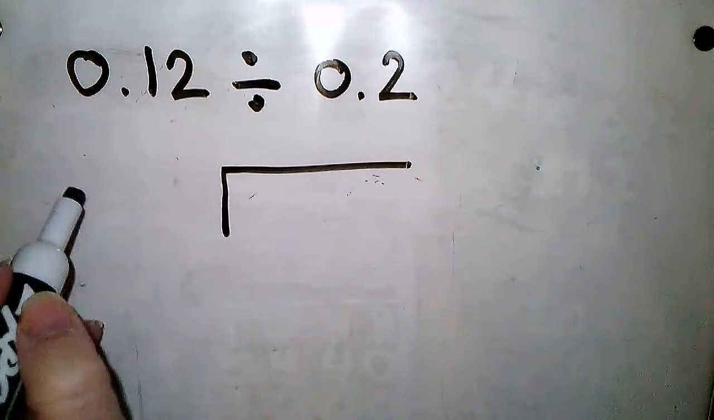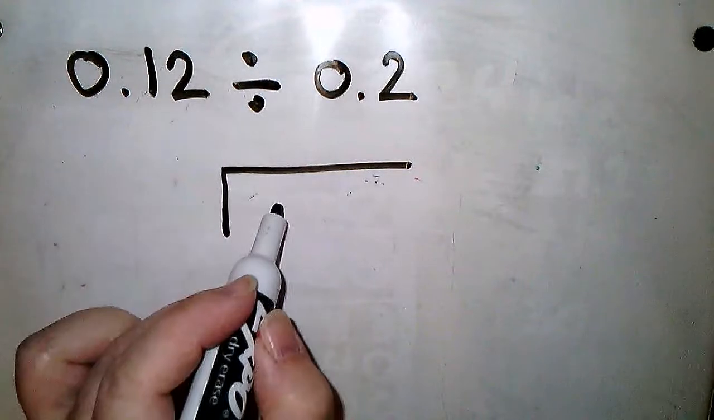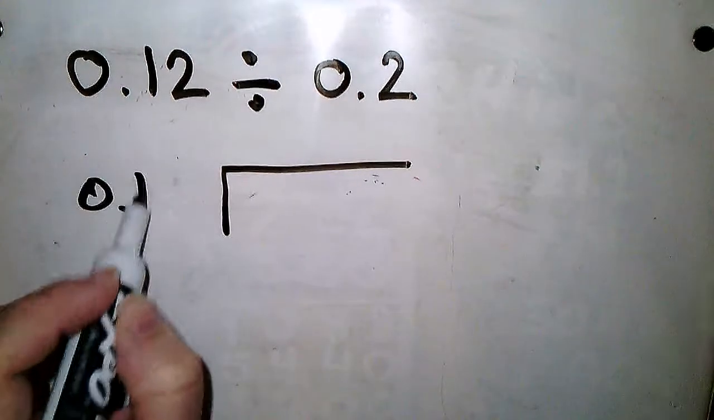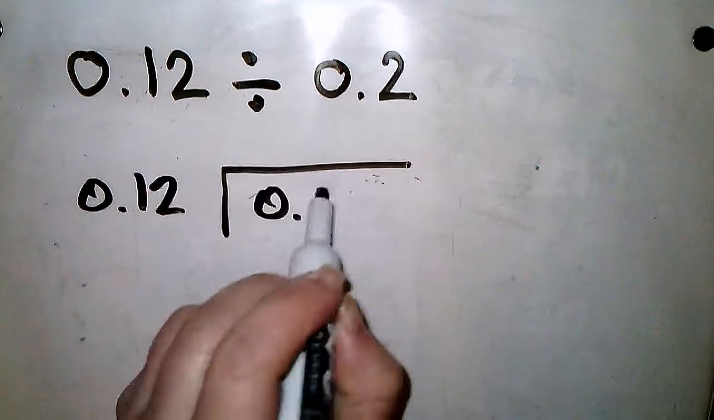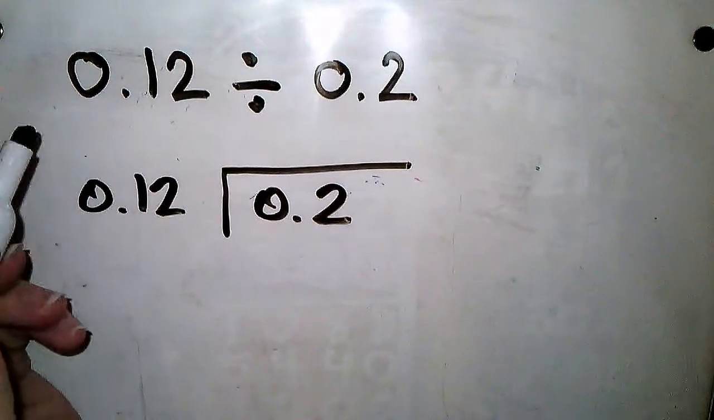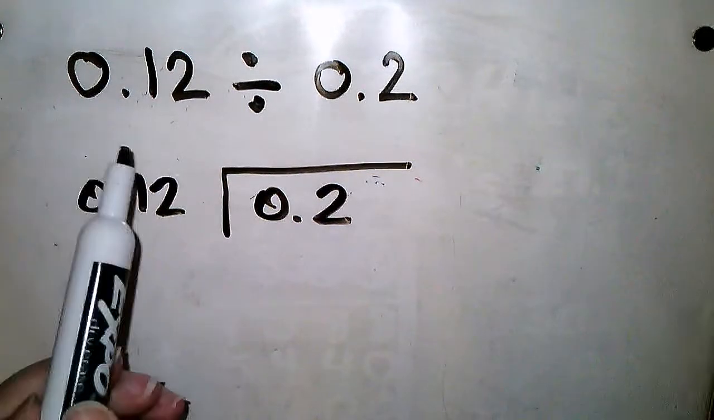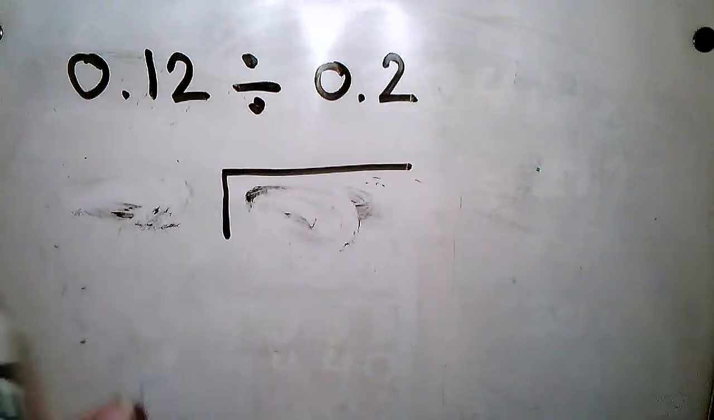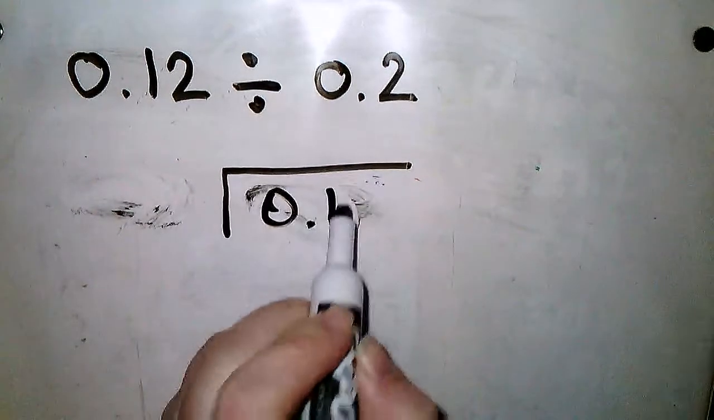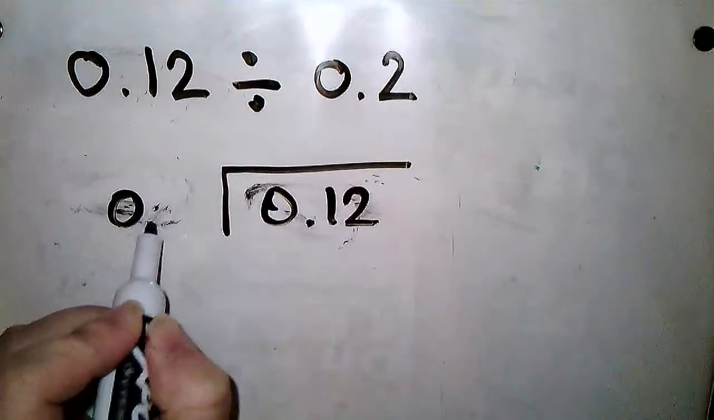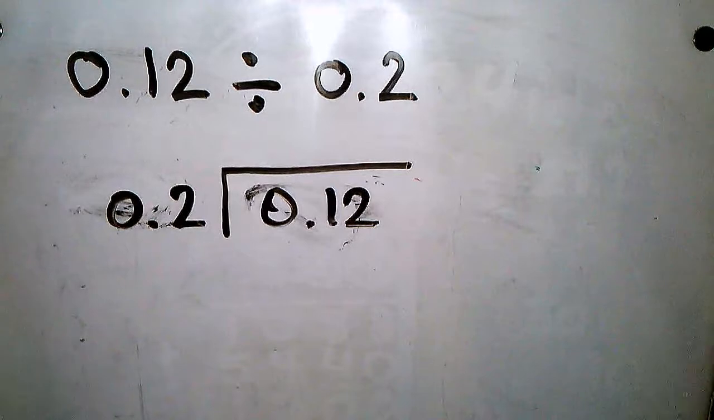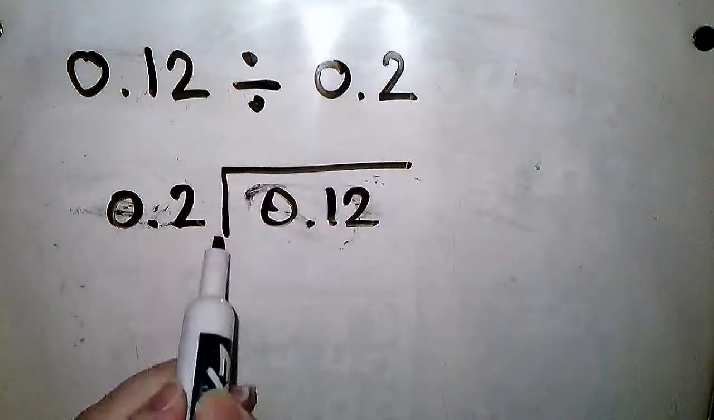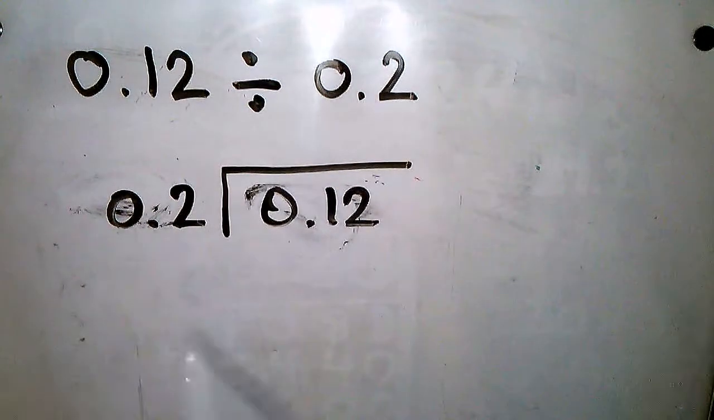So a lot of you guys, when you move from this to this, you're copying it down like this. These are not the same problem. You want to put this number inside of the box and this number outside of the box. It's 12 hundredths divided by 2 tenths. Okay, now we're ready to start.